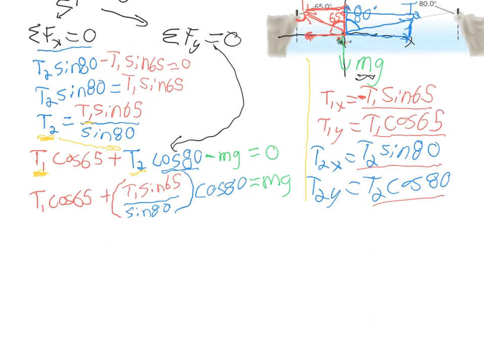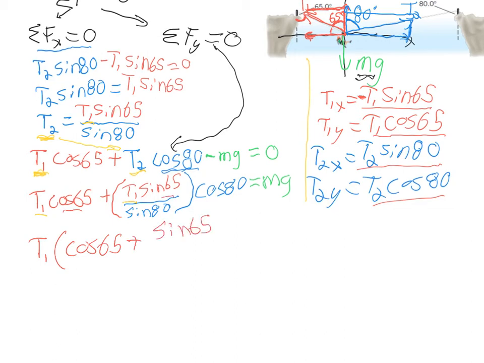So now, if I factor out my T1, I have T1 in both of these equations, here and here. If I pull that out, then all that's going to be left behind is just numbers that we know, and so we can solve for T1. So let's go ahead and do that. If I pull out my T1, I have T1 factored out. Left behind here, I have cosine of 65 plus, and left behind here, I still have my sine of 65.